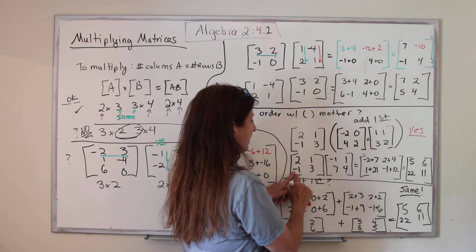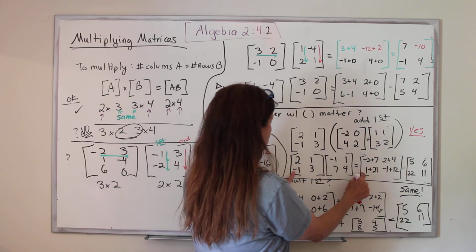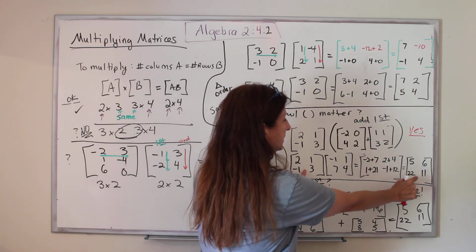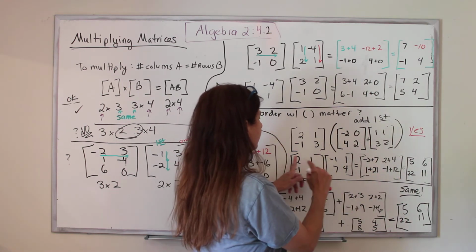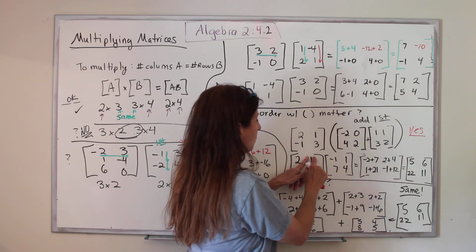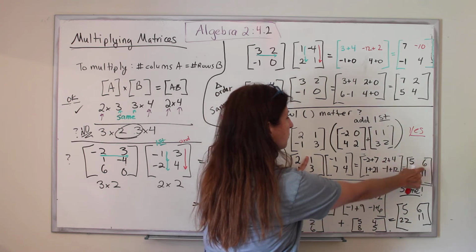Then I did the next one. Negative 1 times negative 1 is 1. 3 times 7 is 21. 1 plus 21 is 22. Then I did the next one. 2 times 1 is 2. 1 times 4 is 4. 2 plus 4 is 6.